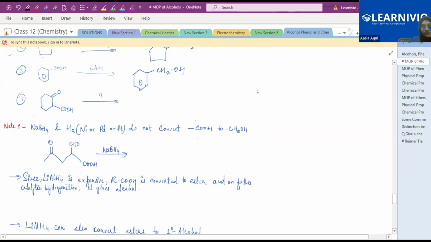Okay, and fourth one. We replace COOH with CH2OH. Okay, and what about this ketonic group? There are two groups, the ketonic group, CO group, and this carboxylic acid. Just think about it. As I told you, this lithium aluminum hydride is the strongest reducing agent. So it will reduce any of the groups. So this ketonic group, this CO group, will get reduced to OH.